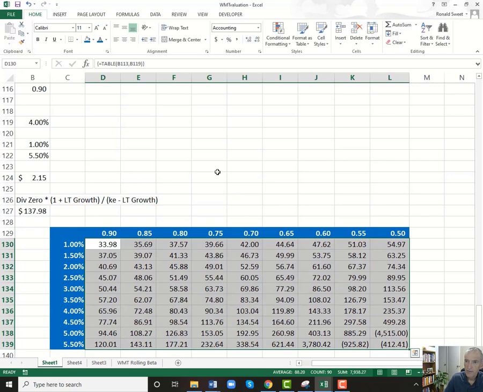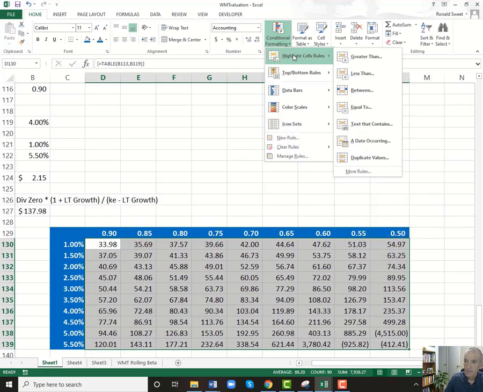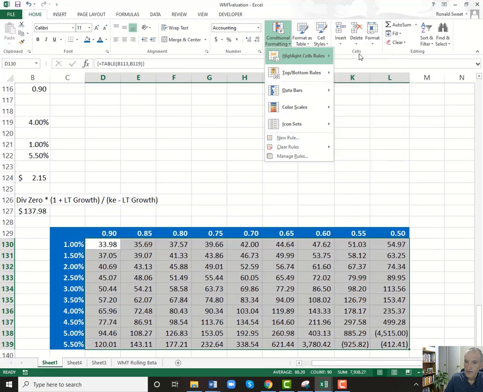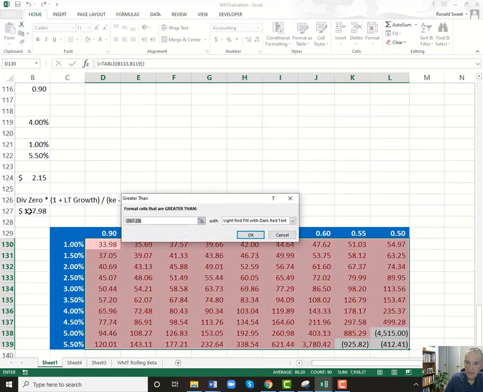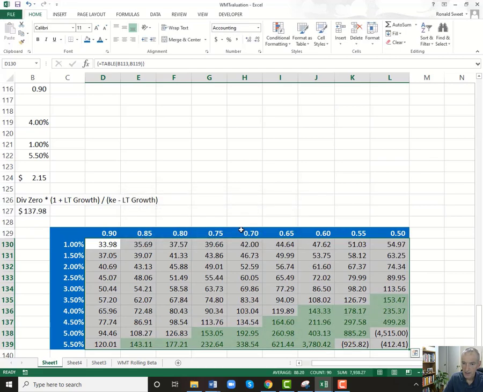So what we're going to do is click on this and go to conditional formatting. For the times when the stock price is greater than the current value, we want to make it green with green text because that's good. Like here, we think the stock's worth 143.11. It's trading for 137. So that's good. We like that. So we'll say OK.